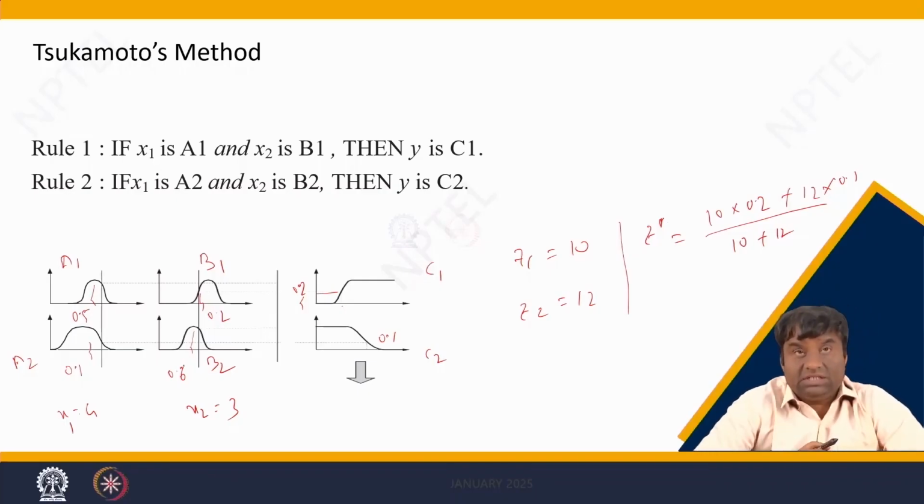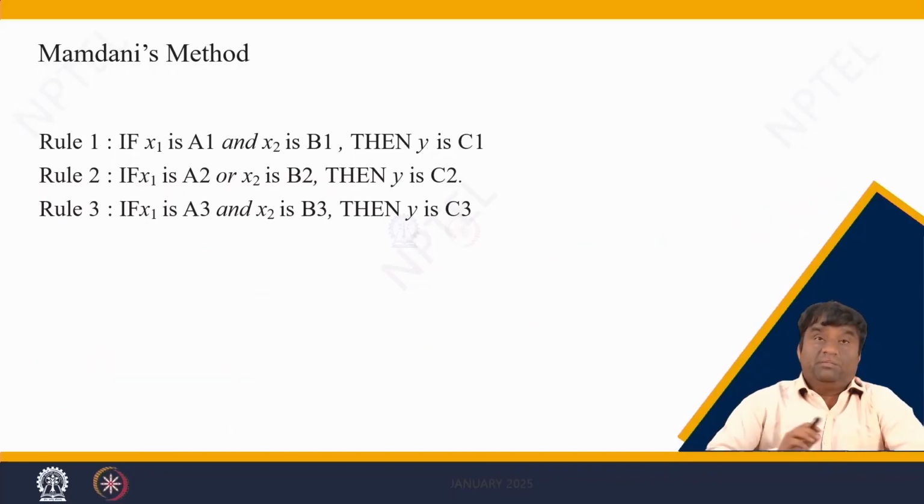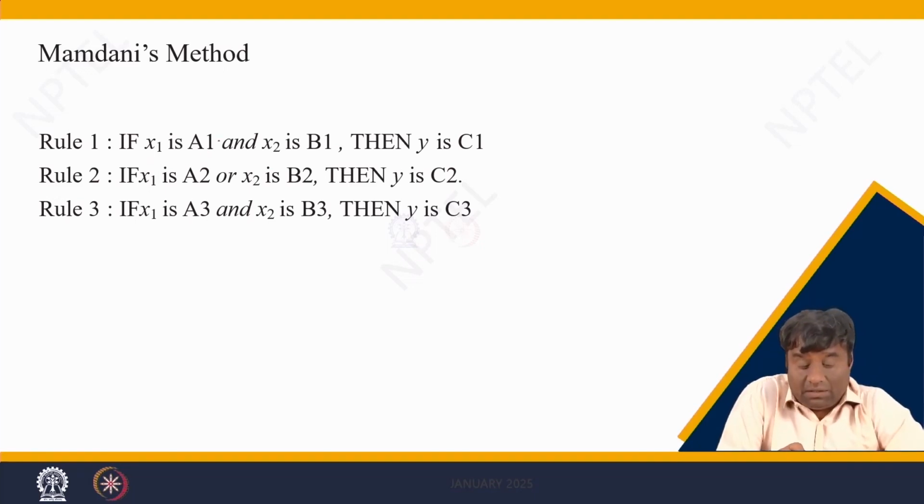So with this example, I hope you have understood the fuzzy inference methods, that is Mamdani, Sugeno and Tsukamoto methods. So try to understand one more example. We are using the Mamdani method. There are three rules now. Rule 1 is that if x1 is A1 and x2 is B1, then y is C1. If x1 is A2 or x2 is B2, then y is C2. Rule 3 is that if x1 is A3 and x2 is B3, then y is C3.